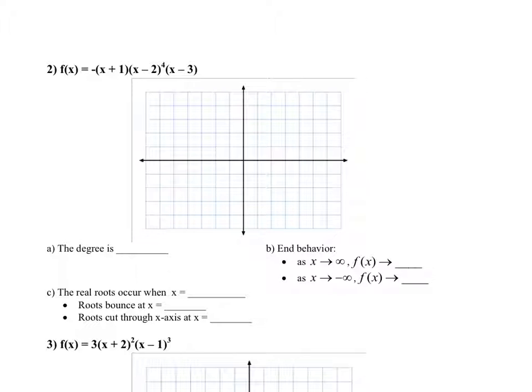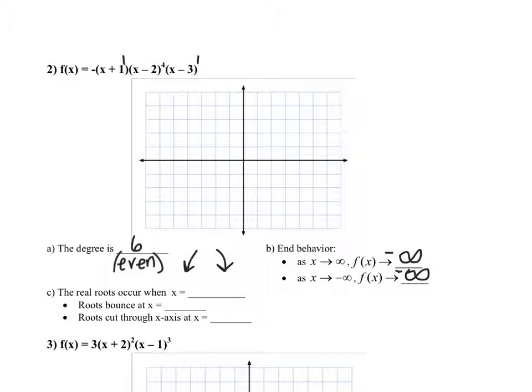Okay, so let's talk about number 2. What is the degree? So again, count the powers. 1, 2, plus these 4 makes a degree of 6, so it's even. And the leading coefficient is a negative, or -1. So that means I'm going to have end behavior that goes down, down. So both my f of x's, or my y values, shoot down to negative infinity.